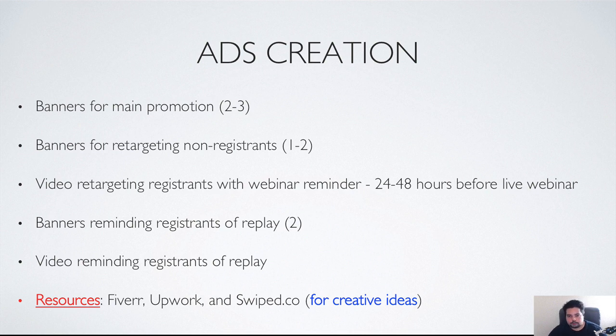Now, if you don't know where to find some resources, Fiverr, Upwork, Swipe.co for creative ideas. You got plenty of places that you can come up with your own variations of these banners or these video ads for webinars. So you don't have to think everything off the top of your head. You can actually find resources too.